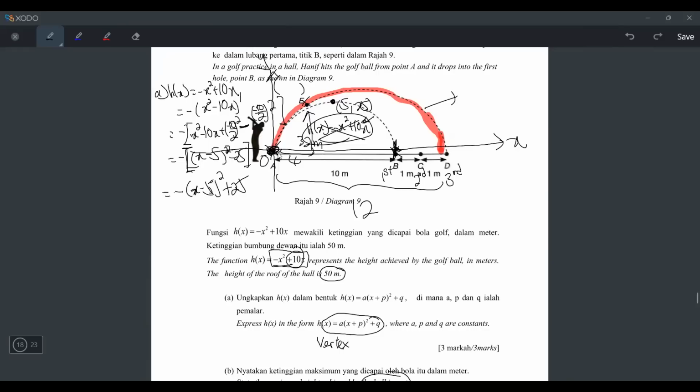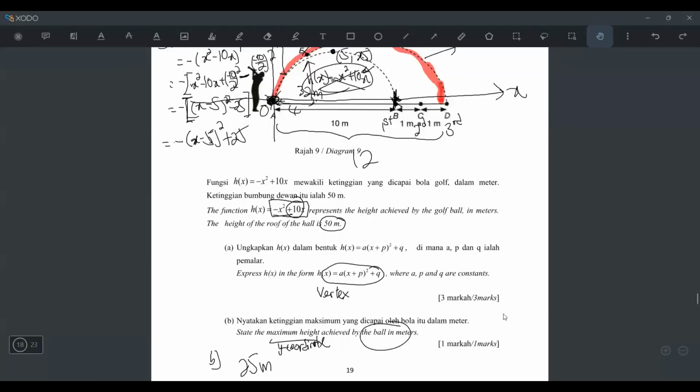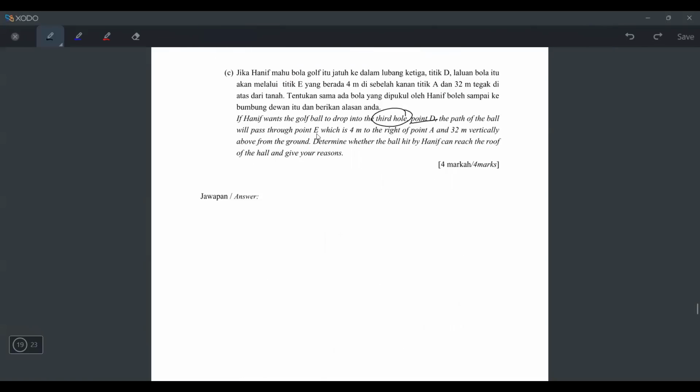And if they say point E is 4 meter to the right, 32 to the up, means point E is 4, 32. The x coordinate of point E is 4, the y coordinate is 32. Okay, so now let's keep reading what else the question says. So now it says 4 meter to the right, 32 meter. Okay, determine whether the ball hit by Hanif can reach the roof of the hall.